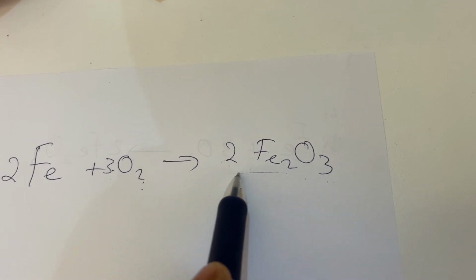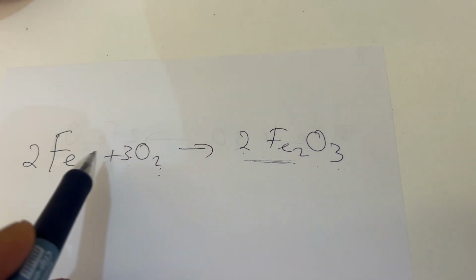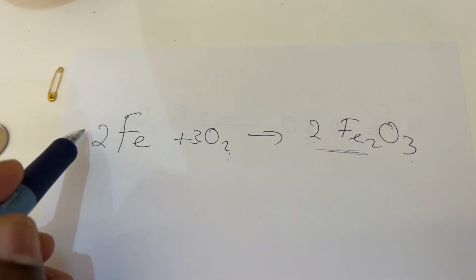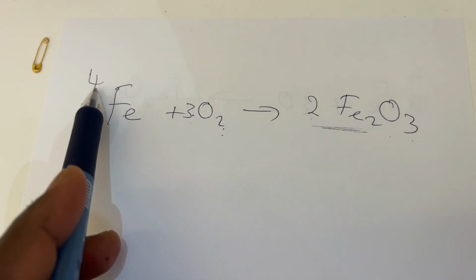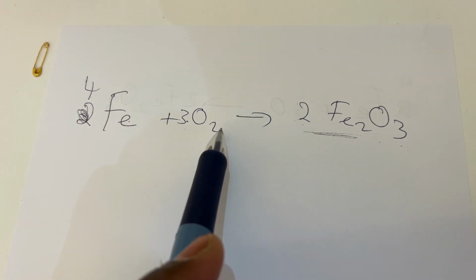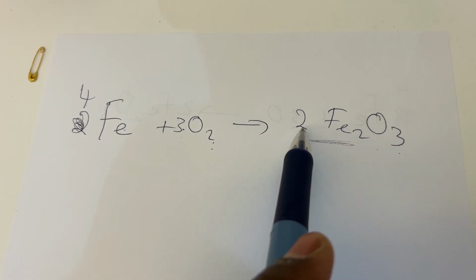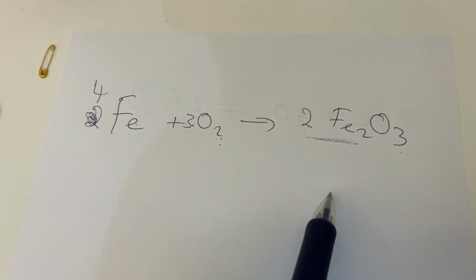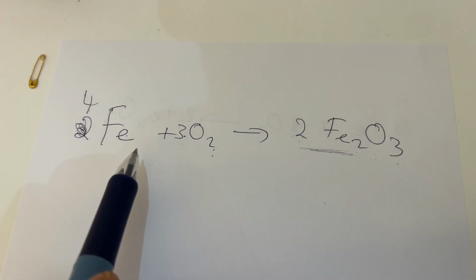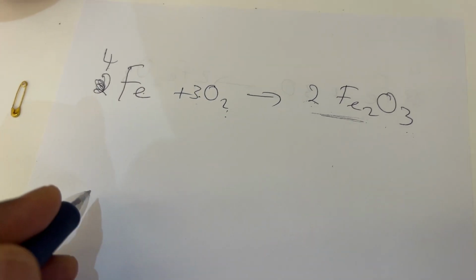Now I have also upset the number of iron atoms that I have. It means I now have 4 this side. So it means I have to come back here and then I rub this and I put a 4. And then if you now check, you have 4 irons and then you have 6 oxygens. And if you move across, you have 4 iron atoms and you also have 6. So that's how balancing equations is all about. And that's why I was advising you to use a pencil.